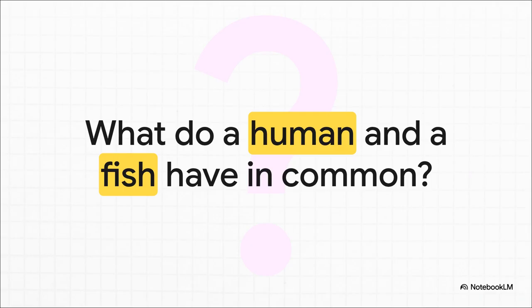A human and a fish. I mean, they couldn't seem more different, right? One of us walks on land, the other swims in the ocean. But believe it or not, they share something really, really important that puts them in the same huge category. Any guesses? And here it is.